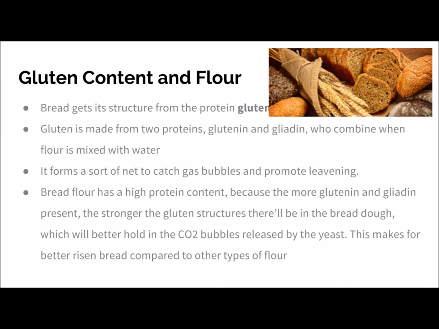Gluten content in flour. Bread gets its structure from the protein gluten. Gluten is made from two proteins, glutenin and gliadin, which combine when flour is mixed with water. It forms a sort of net to catch gas bubbles and promote leavening. Bread flour has a high protein content because the more glutenin and gliadin present, the stronger the gluten structures will be in the dough, which will better hold in the CO2 bubbles released by the yeast. This makes for better risen bread compared to other types of flour.